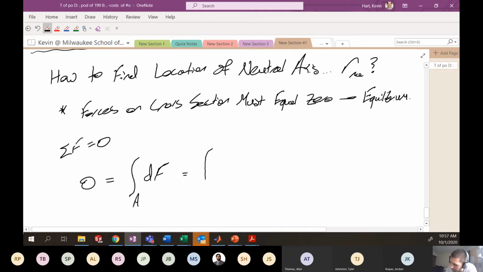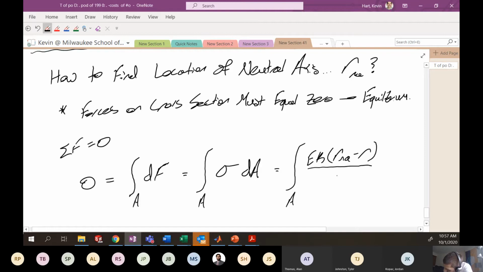This can also be written in terms of the normal stress acting on that cross section, for which we have a distribution. It's the stress on the cross section multiplied by the differential area over which we're acting. We have an expression for this stress: E K (R_NA minus R) over R, dA. This is what we're going to enforce equal to zero. This will tell us the location of the neutral axis.